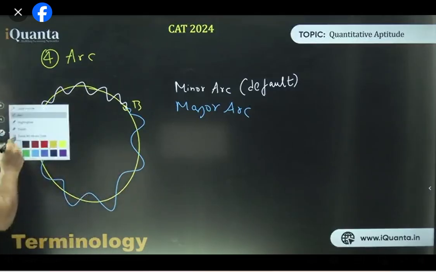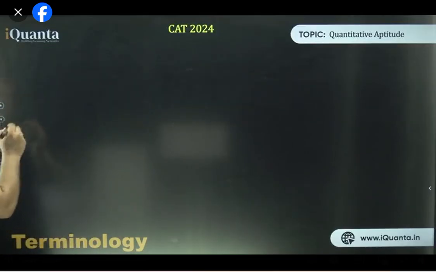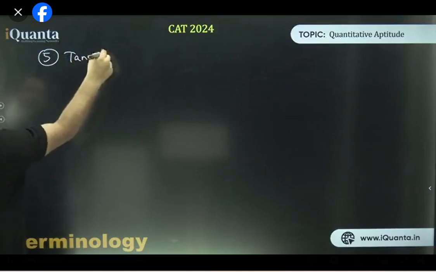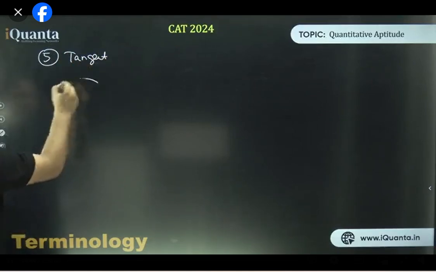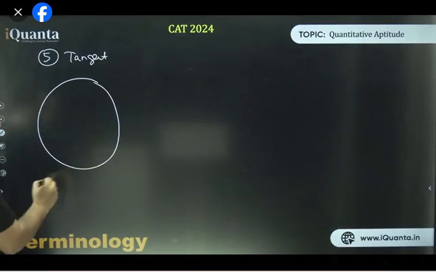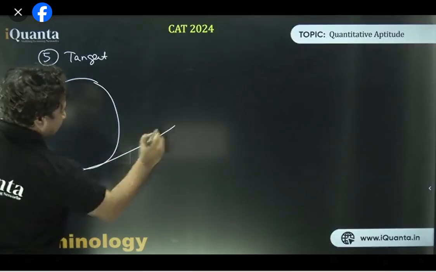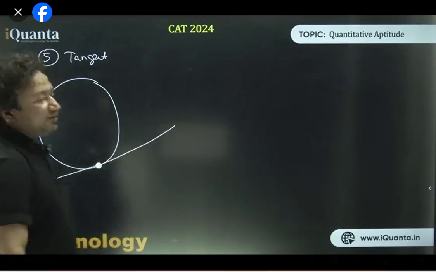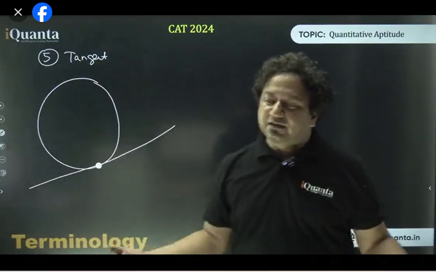Also, fifth one, tangent. When we have a circle like this, from any point, a tangent is a straight line that touches the circle at exactly one point, which also means that we cannot draw a tangent inside a circle.